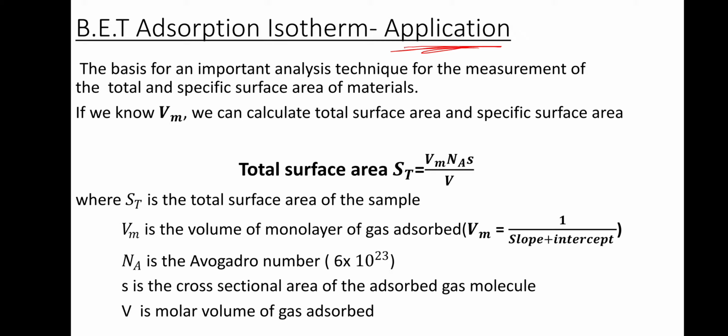It is very important. We can use it as the basis of an important analysis technique for the measurement of total and specific surface area of a material. One is total surface area, the other is specific surface area. What is specific surface area? Total surface area divided by mass of the substance.